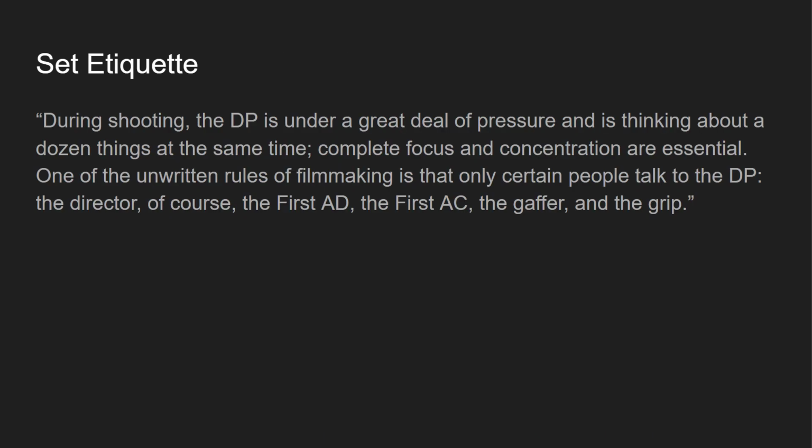Okay, we're going to shift gears again. We're going to talk about set etiquette. So when you're on a professional set, you have to realize that the director of photography, and again, this is a cinematography class, we're assuming that you are on the camera crew, is under a lot of pressure, and they're thinking about a lot of different things all at once. If someone breaks your concentration, sometimes it's very hard to get back to where you need to be to think about what you need to think about, especially if you're thinking about multiple things at once. So this is an unwritten rule, but you don't talk to the DP.